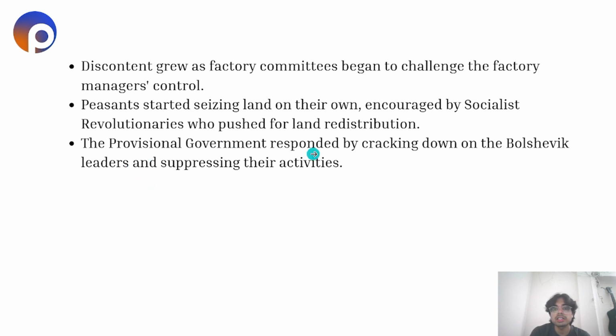Now, the provisional government responded by cracking down on Bolshevik leaders, the communist leaders who were there, and they started suppressing their activities. This is causing harm to other people as well. We want to build a socialist society where everyone is equal. We don't want to control them.